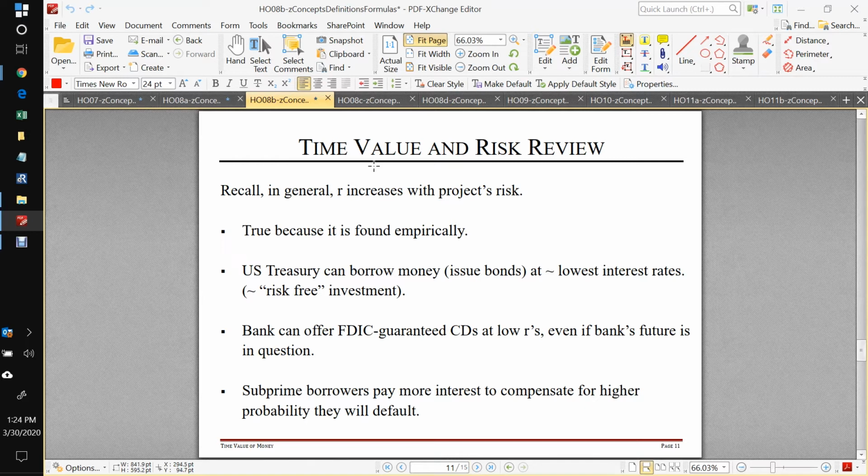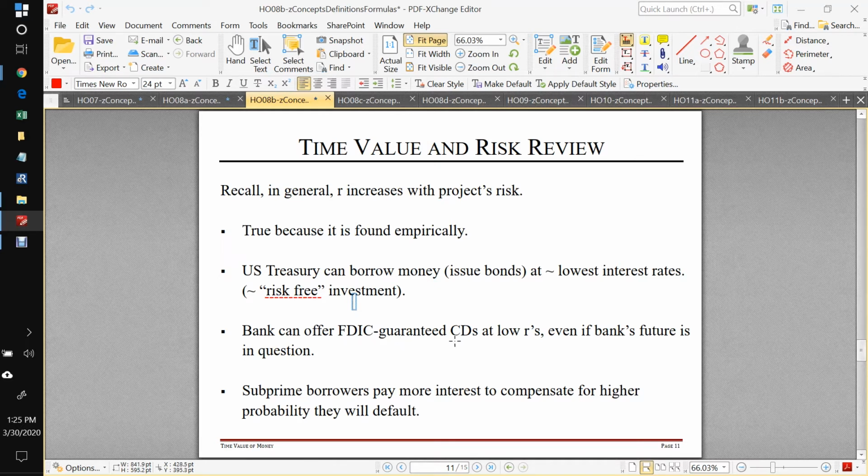And then we took a moment to think about risk. I want to emphasize that we should always be thinking about risk. We reminded ourselves that in general, interest rates increase with a project's riskiness. There's no law of nature behind that; it's true because it's found to be true empirically. And we've agreed that the US Treasury can borrow money at about the lowest interest rates in the world, and it's considered, in quotes, a risk-free investment. As we saw in Chapter 9, treasuries are not really risk-free, but everyone calls them risk-free in quotes.